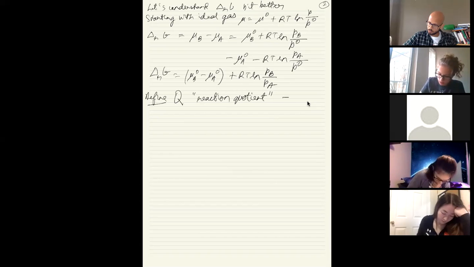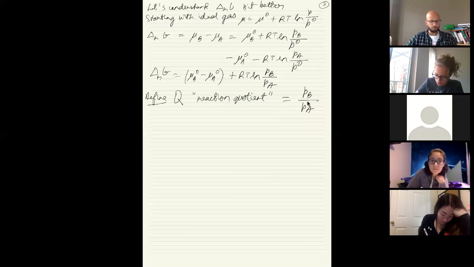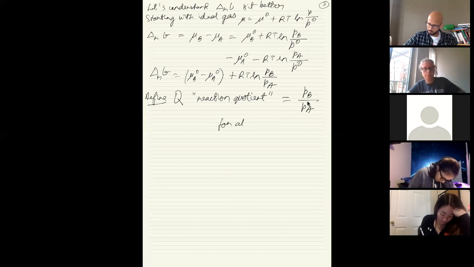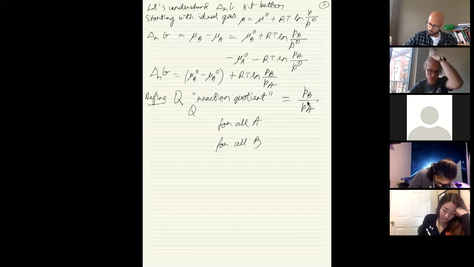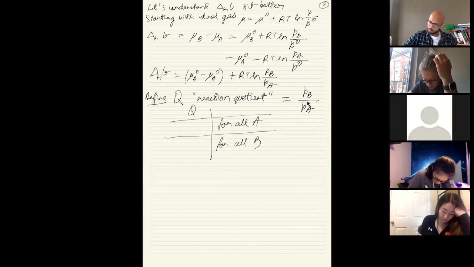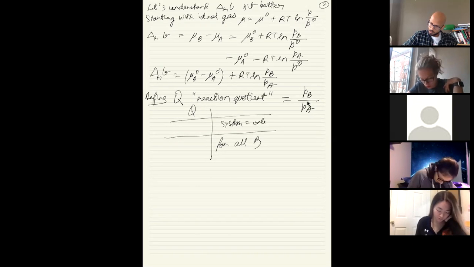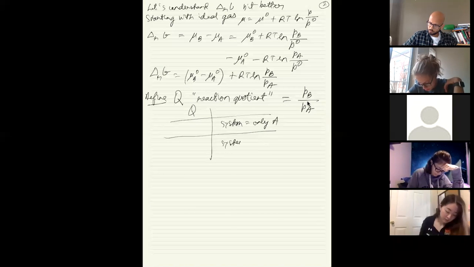So this reaction quotient is defined as PB by PA. This is the ratio of partial pressures. For an ideal gas, it's defined this way. We will generalize it soon. So just to make sure that you have a sense for what we are talking about, I want someone to help me and tell me what happens to the reaction quotient if the system has only A, and if the system has only B. What will be the value of Q in the first case?